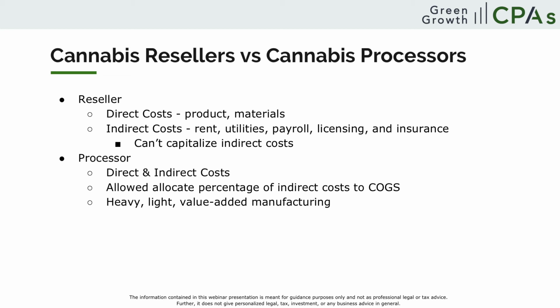But cannabis processors, on the other hand, are allowed to take indirect costs and allocate a portion to COGS, taking a reduction in taxes as a result. So this puts processors in a much more powerful tax position.